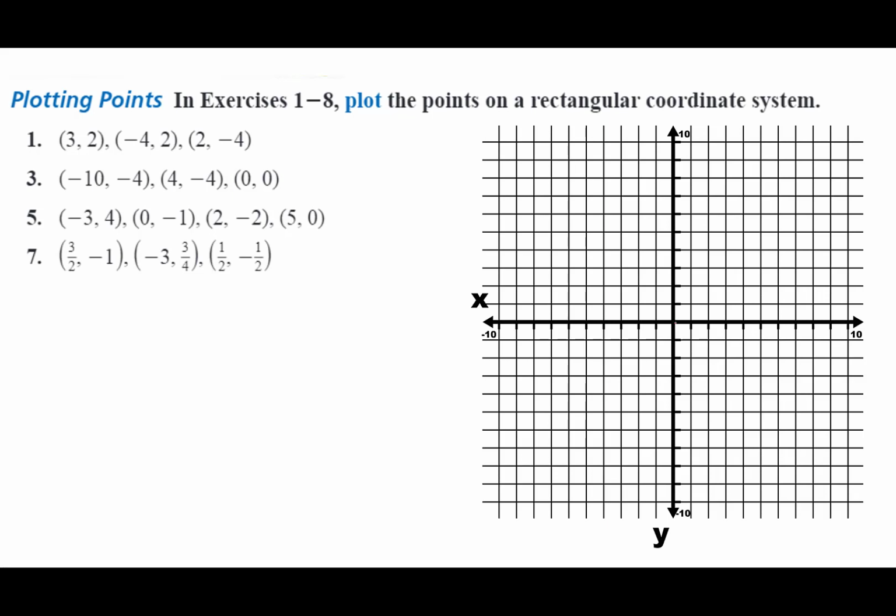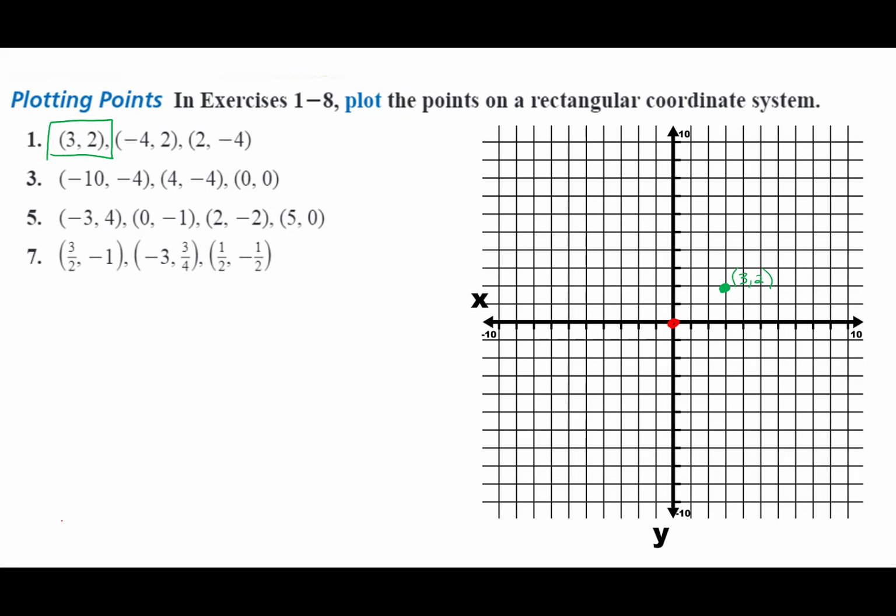You're always going to start right here at the origin. This is where the x axis, which is horizontal, intersects the y-axis, which is vertical. And if I'm plotting the first ordered pair, (3, 2), start from the origin and count 3 spaces to the right, and then you're going to go up 2 spaces, and that will be your ordered pair (3, 2).